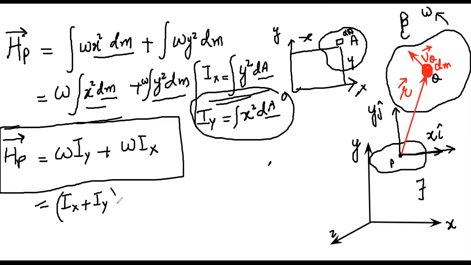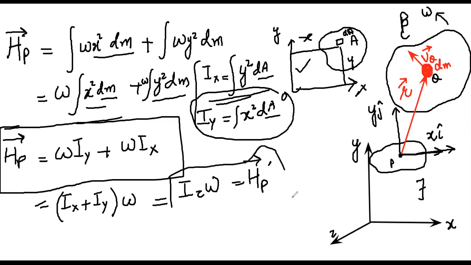multiplied by omega. This is the way we have been defining the polar moment of inertia, now applied to the mass moment of inertia. The sum of the moments of inertia about the x-axis and y-axis is equal to the moment of inertia about the z-axis. This is called Iz omega, and that is equal to the angular momentum. So for a rigid body, the angular momentum HP about any point is equal to the moment of inertia about the z-axis multiplied by its angular velocity.